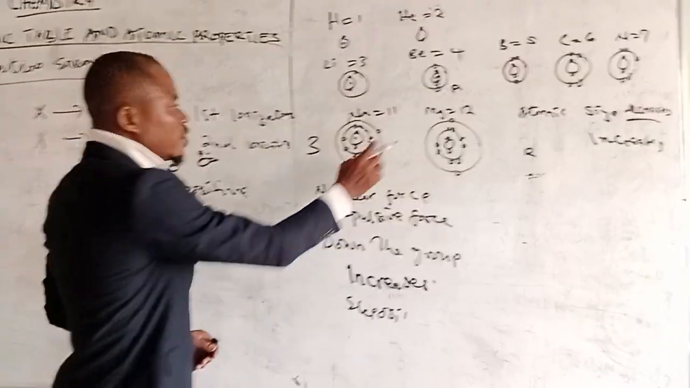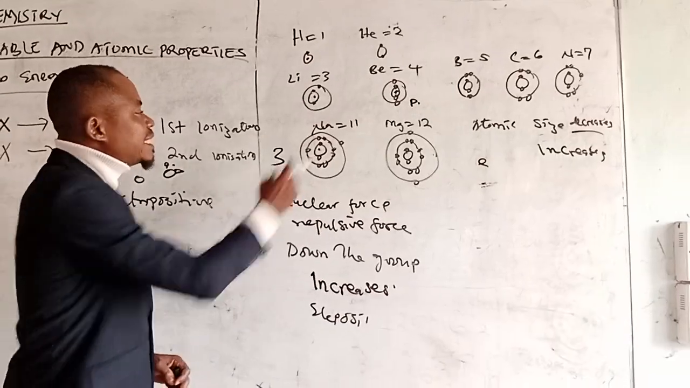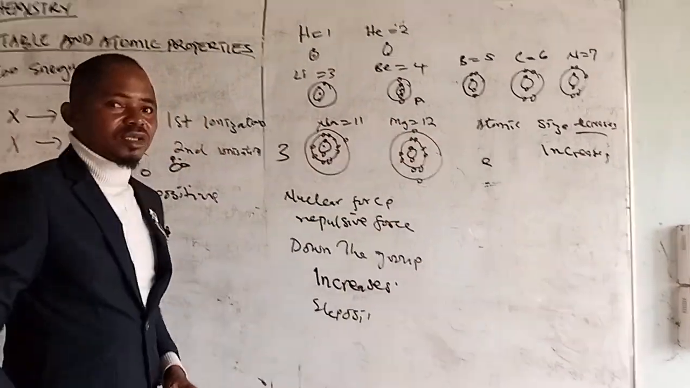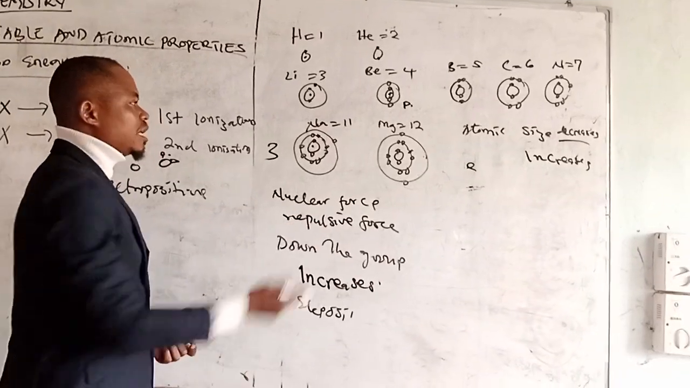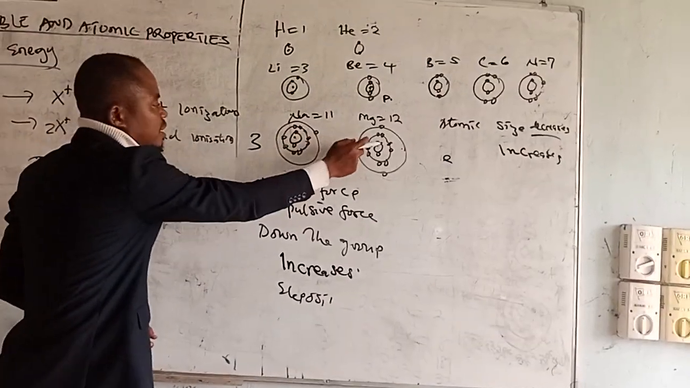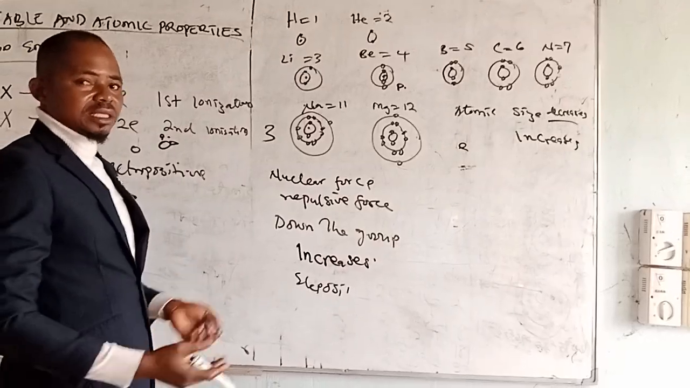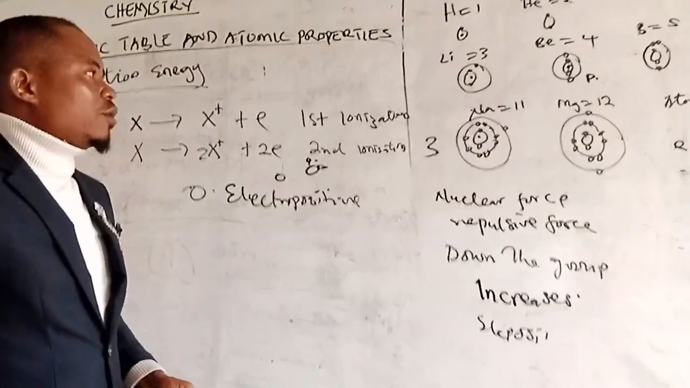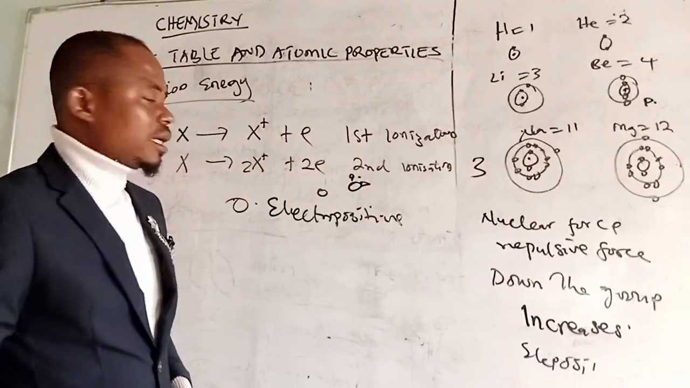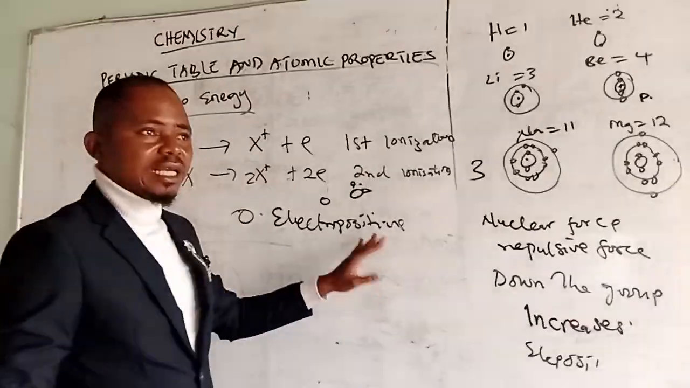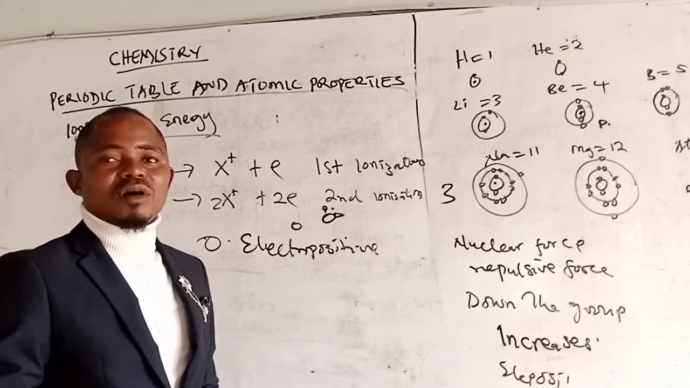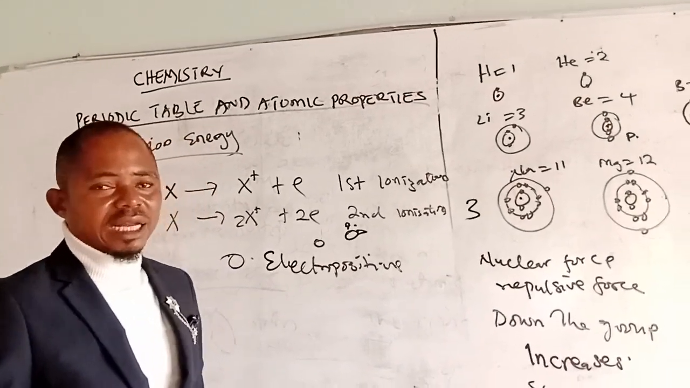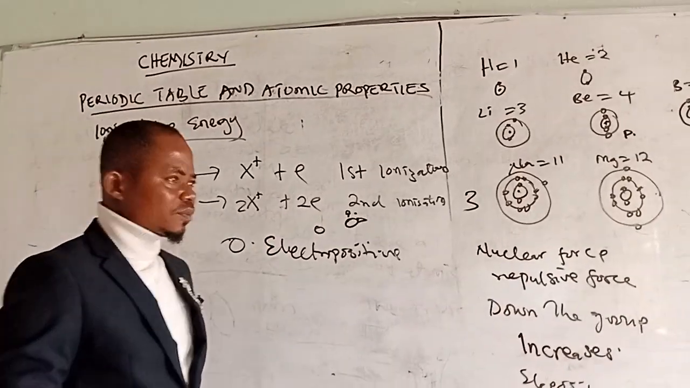The energy you will need to look for this 7 is high. So it is easier for metals to give out either 1, 2, or 3 electrons to become stable, than to look for either 7 or 6 electrons to become stable. That's why we say metals are generally electropositive, while non-metals are electronegative. Electropositivity is the ability to give out electrons, while electronegativity is the ability to accept electrons.